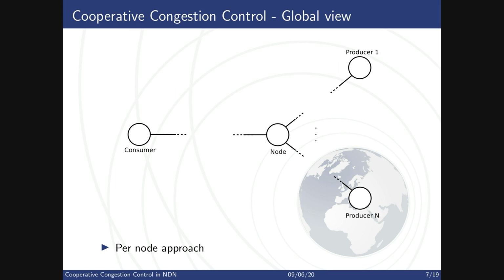Now I'll present you our solution, cooperative congestion control. It is a per node approach. This is why we will focus only on one node. But here is a global picture where we have one consumer that tries to retrieve the data from n producers.